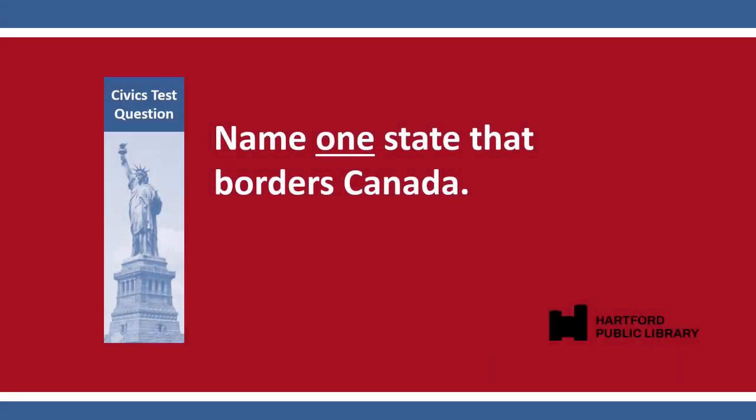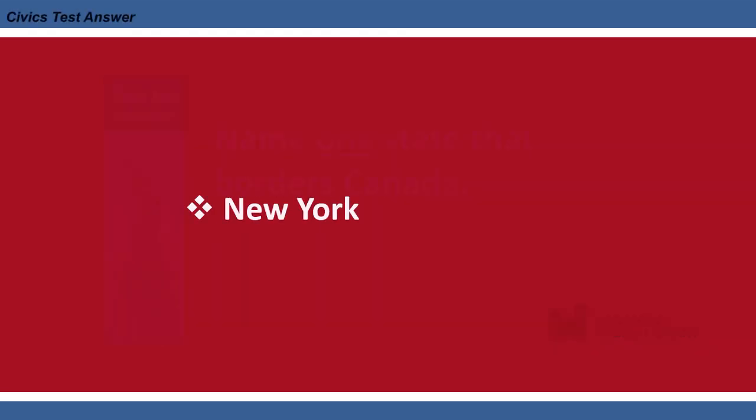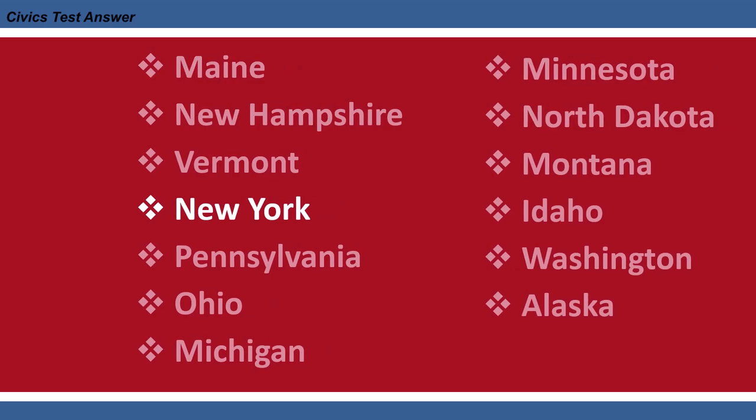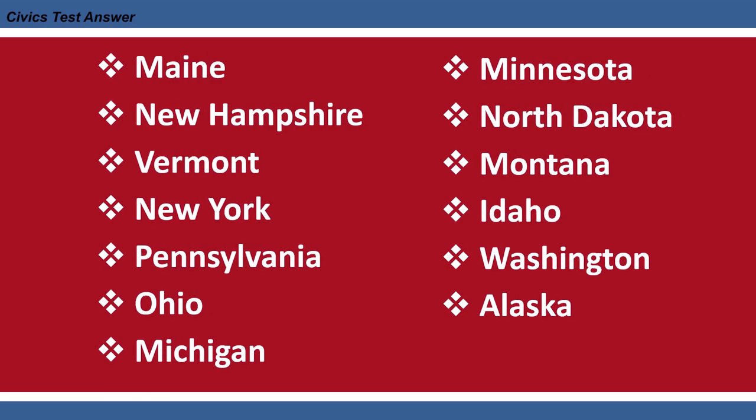Civics test question. Name one state that borders Canada. New York. New York is one state that borders Canada. The 13 states that border Canada in the present day are Maine, New Hampshire, Vermont, New York, Pennsylvania, Ohio, Michigan, Minnesota, North Dakota, Montana, Idaho, Washington, and Alaska.